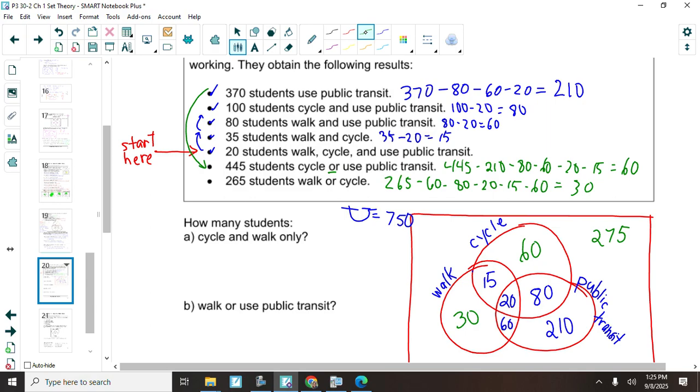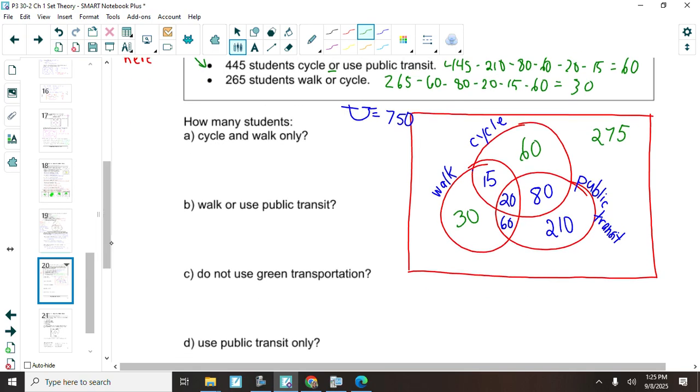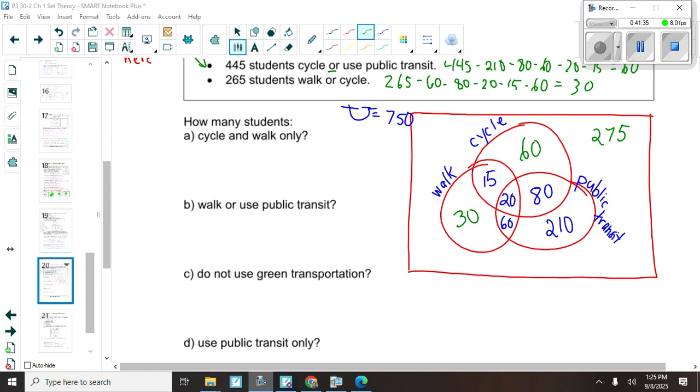Okay, so now that we've done our walkthrough and filled those out, I'm going to give you just another minute to answer the questions. Some of you started on the boards but didn't have a chance to finish. Now that your numbers are for sure confirmed, I want you to answer the questions. How many students cycle and walk only? B, C, D, and E. So cycle and walk only is our 15 students.